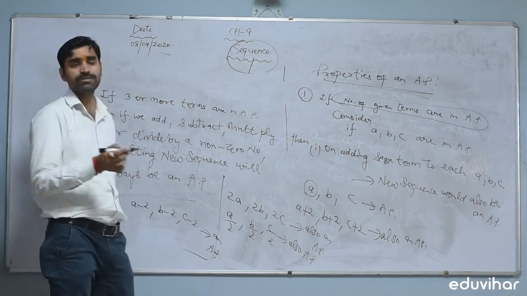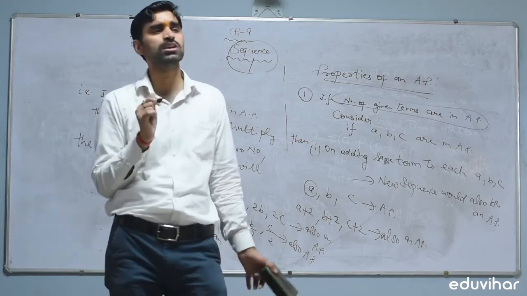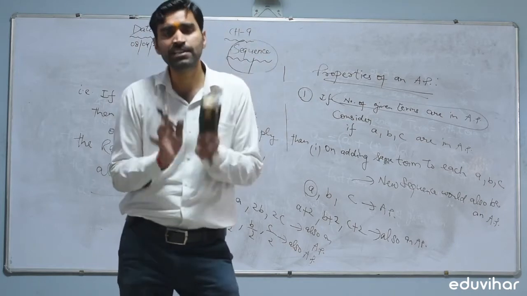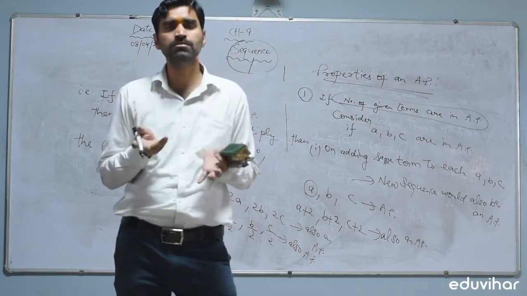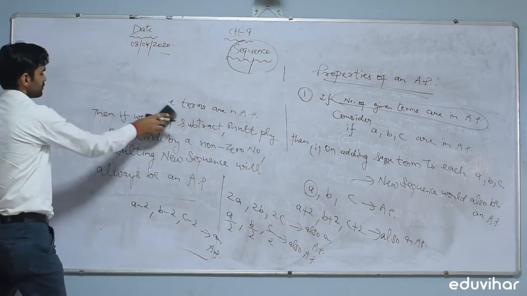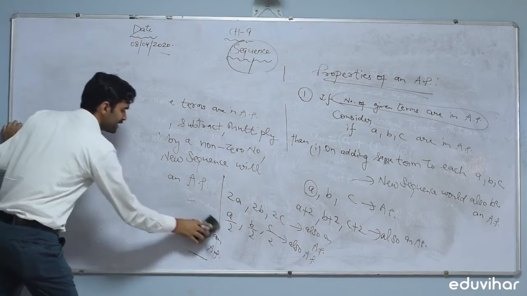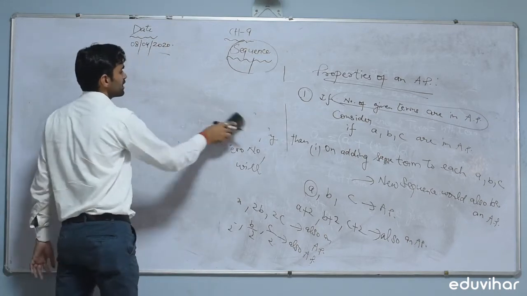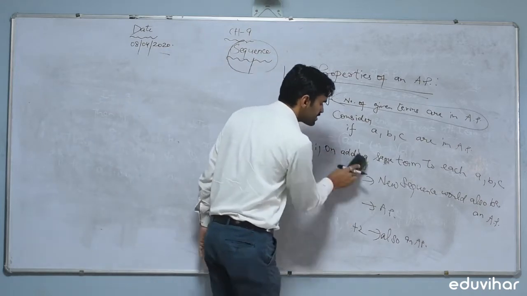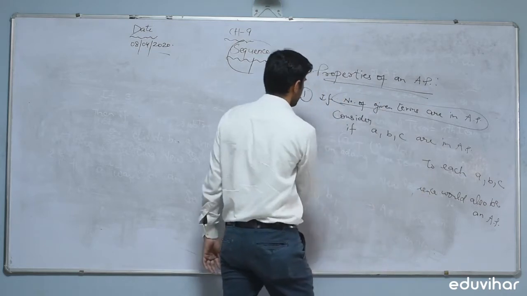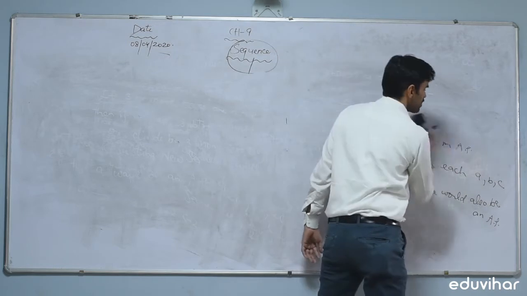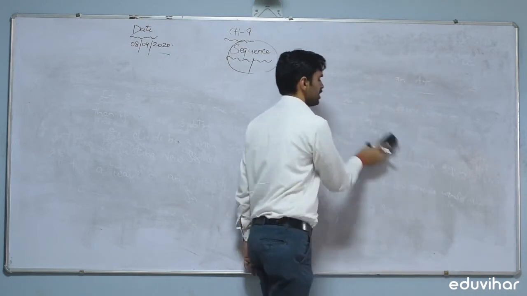It means whenever the 3 or 4 given terms are in AP, if we subtract, add, multiply or divide by a non-zero number, then the resulting new sequence will always be an AP. This is the property of arithmetic progression. Whenever we have some numbers which are in AP, if the same number is added, subtracted, multiplied or divided, the resulting new sequence would always be in AP.